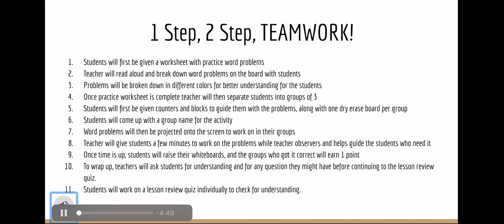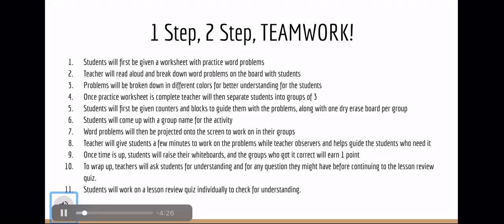So now we're going to be going into our step-by-step activity, 1-step, 2-step teamwork. With step 1, students will first be given a worksheet with practice word problems. This is something that the students will do together with the teacher as a whole class. And then in step 2, teachers will read aloud and break down word problems on the board with students.